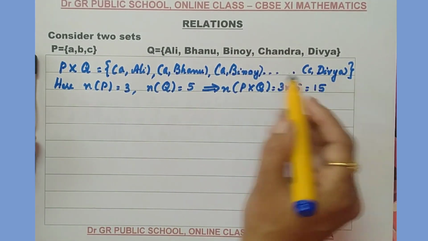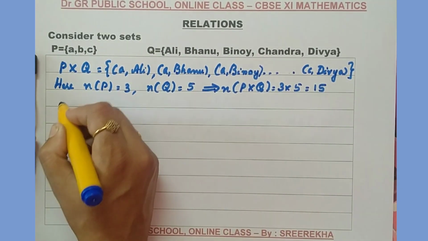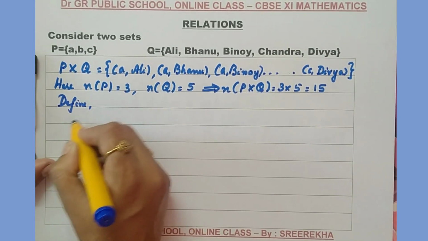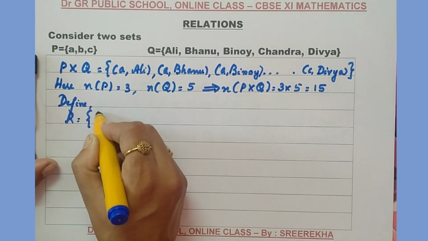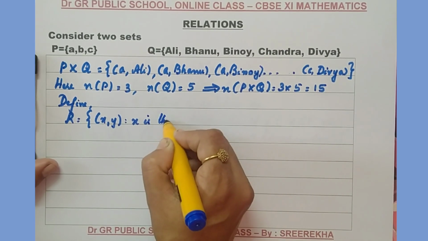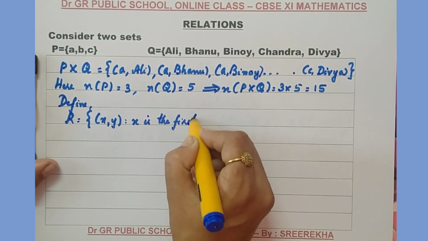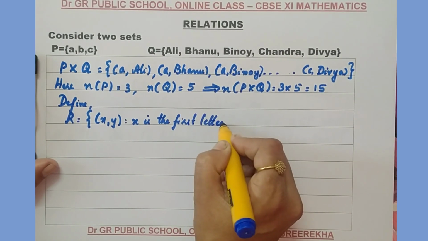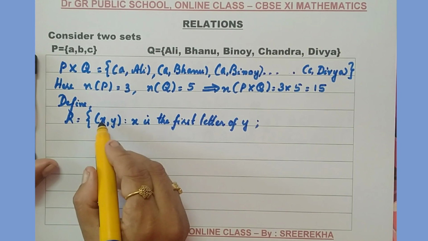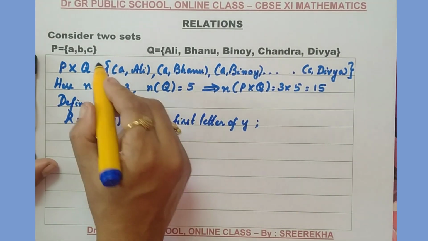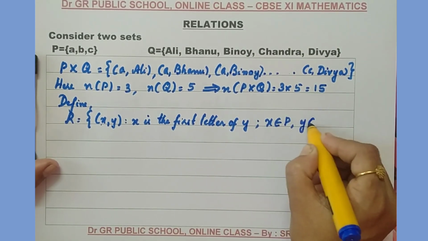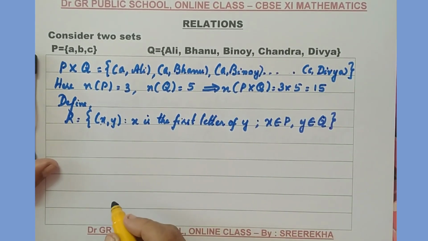Now, in this P cross Q, I am going to define a relation R. Define a relation R in such a way that R equals the set of all ordered pairs (X, Y) such that X is the first letter of Y. This is the relation I am going to define. X will be from the set P and the second element Y will be from the set Q.